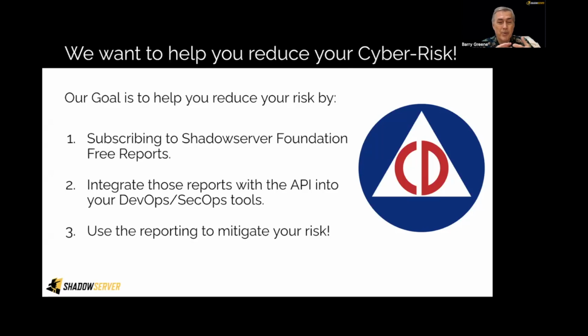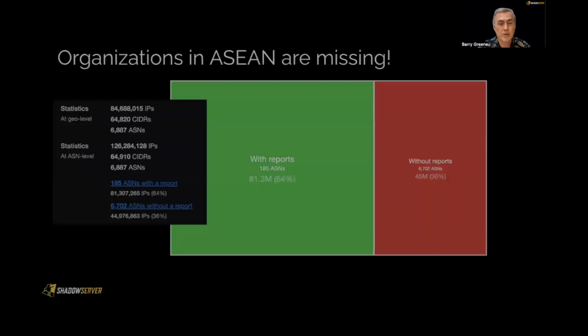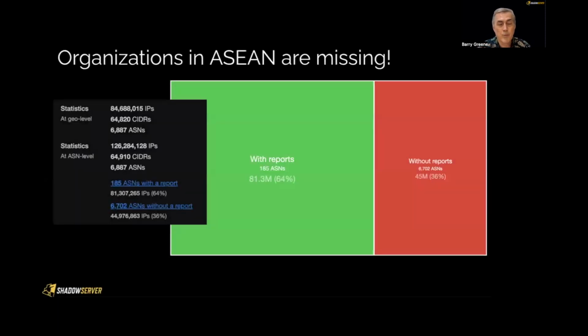Then we're going to help people get pointed to the API and the DevOps and SecOps tools. For a majority of the time I used Shadowserver, it was email reports. Now, APIs are sweet, right? I can integrate all sorts of data sets with it. And then here we're going to focus on how we use these reports to mitigate your risk, and we're going to talk through it. Now, again, part of our goal is getting more organizations to sign up.